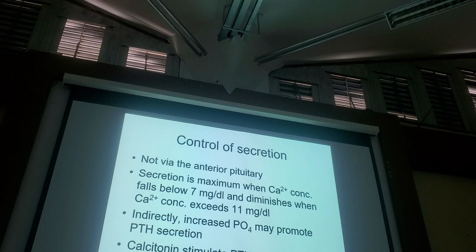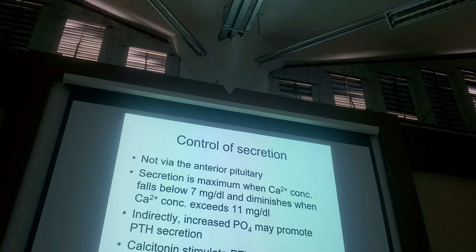What's your name again, Miss? Rebecca? Rebecca, if you allow me to jump the gun, when we get to vitamin D, you will see that phosphate level there will be the direct stimulus and calcium an indirect stimulus.